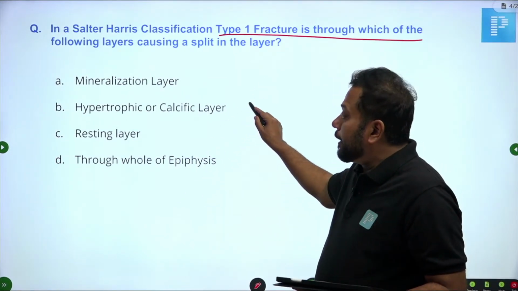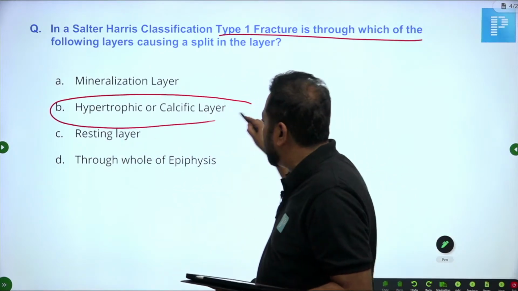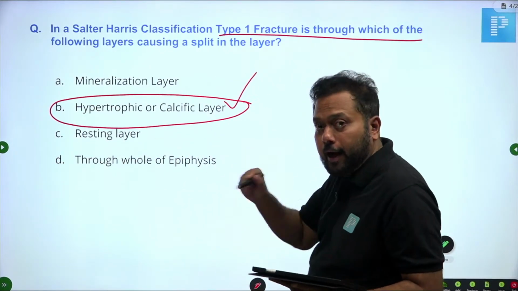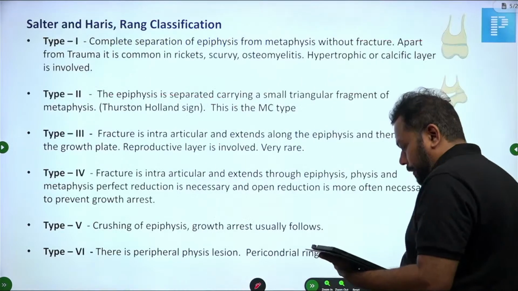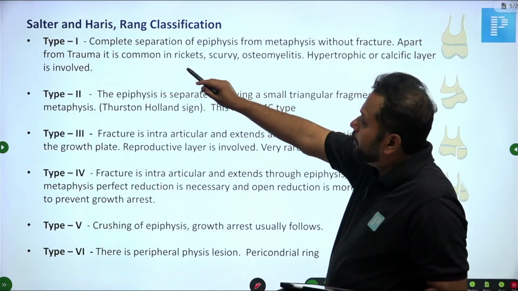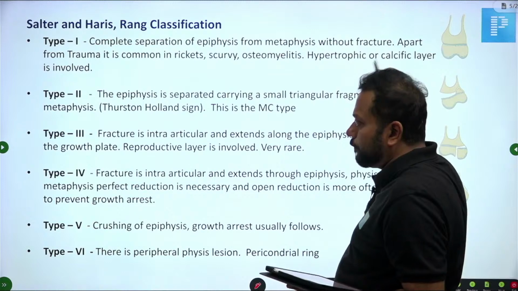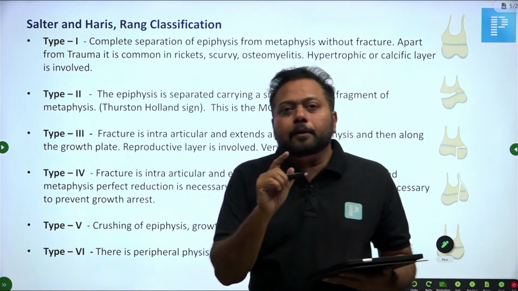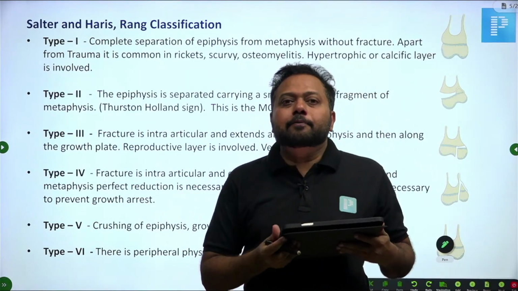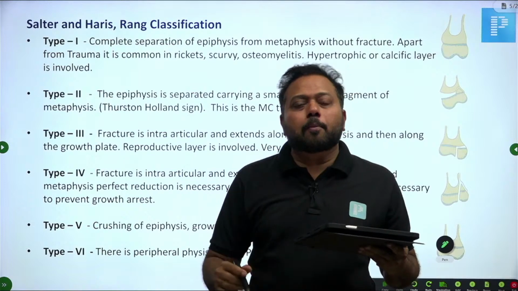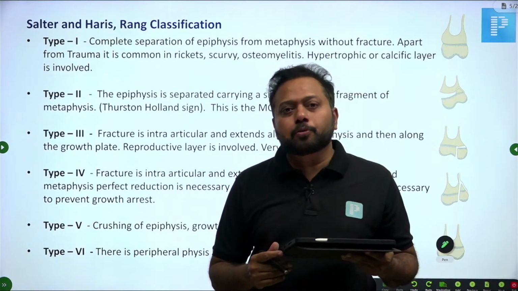You see, the right answer is this. Okay, I will show you. You see, Salter and Harris, type 1, complete separation of epiphysis from metaphysis without fracture. Whenever we come across epiphyseal injury, always we will think epiphyseal injury is due to trauma. That is true. Epiphyseal injury is due to trauma.